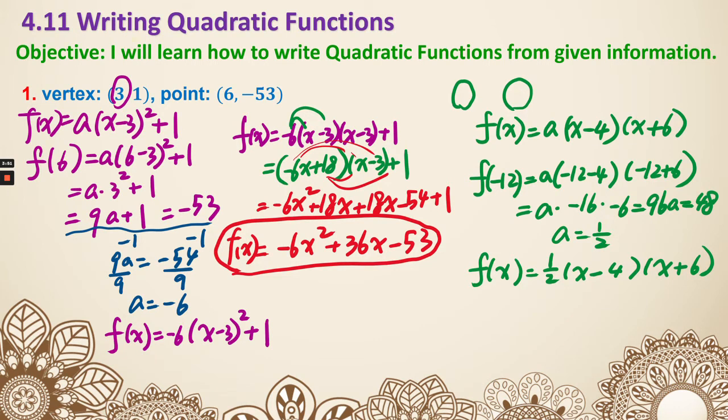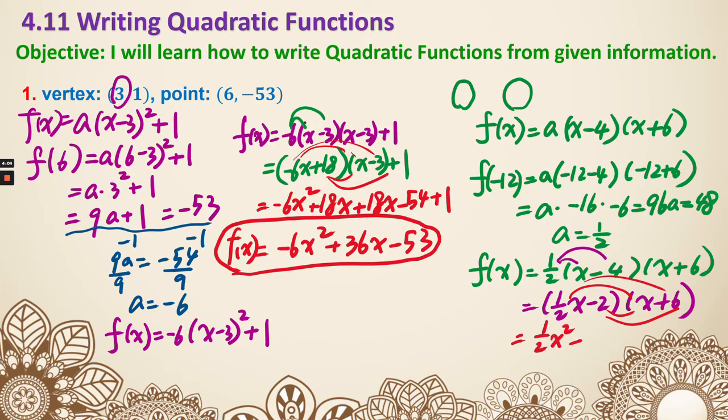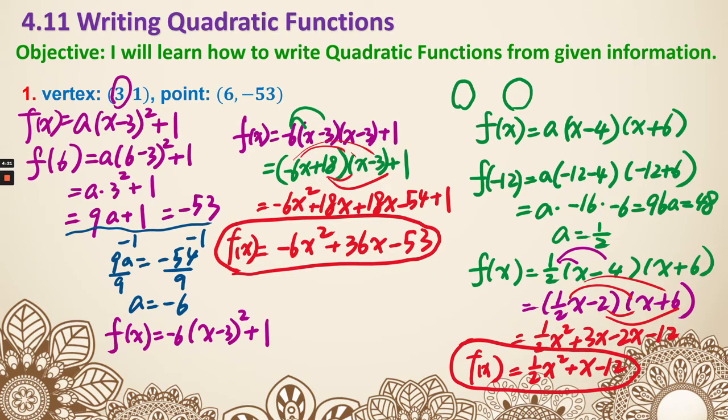I'm going to distribute. So I got 1/2 x minus 2 times x plus 6. I'm going to distribute again. So I got 1/2 x squared. 1/2 times 6 is 3x, minus 2x. Then negative 2 times 6 is minus 12. Final answer, 1/2 x squared plus x minus 12. That is f of x. That is in standard form already. And we are done for number 2.